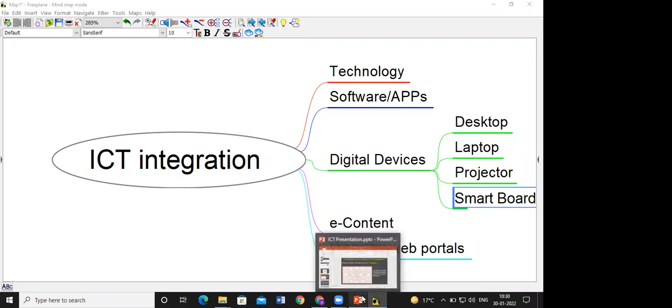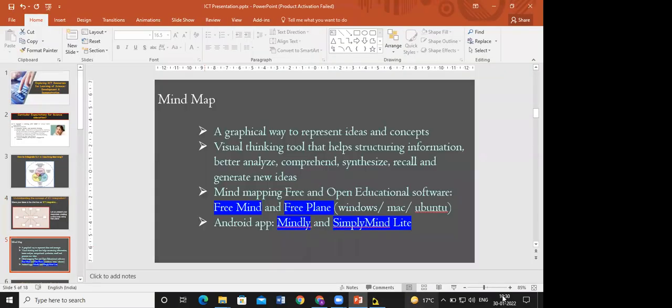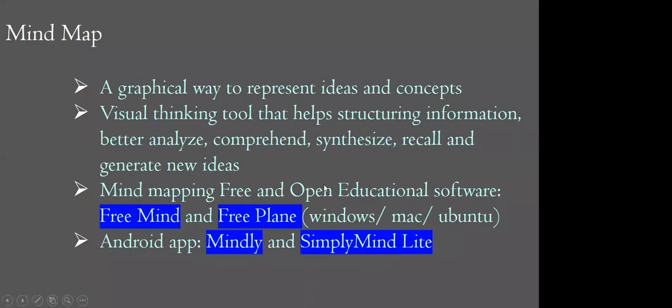So what is this mind map? This mind map is nothing but a graphical way to represent ideas and concepts. Through a mind map, you can present your ideas and concepts graphically. It is a visual thinking tool that helps you in structuring information. It will give you better analysis, comprehension, and synthesis, so that whatever ideas you have can be recalled easily, or it will give you new ideas also.